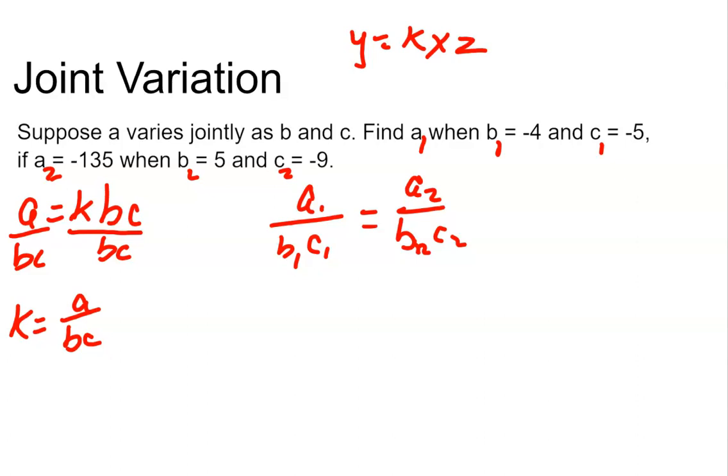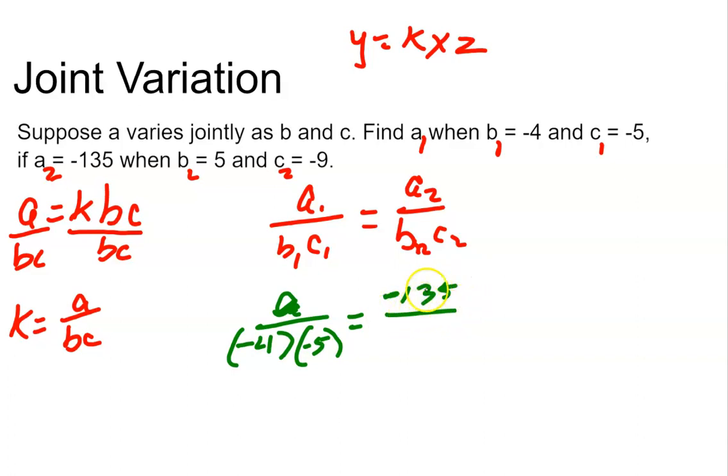So a1, I need to find a, when b1 is -4 times our c1, which is -5, equaling our a2, which is -135, all over our b2, which is 5, times our c2, which is -9. And then just like I did the last example, I'm going to cross multiply and divide.